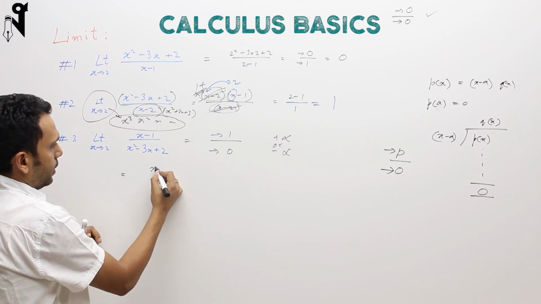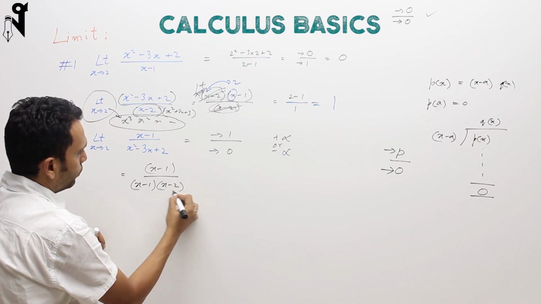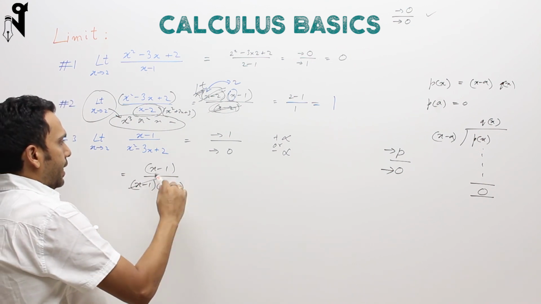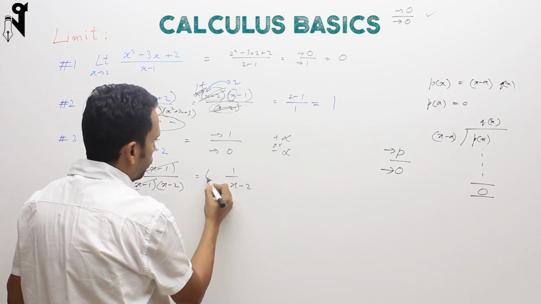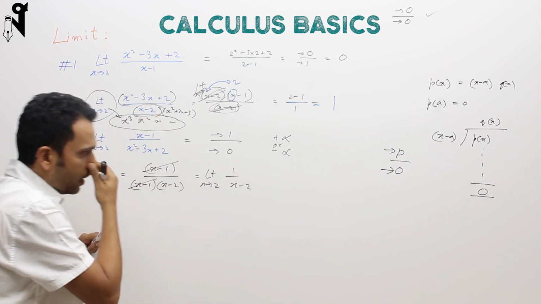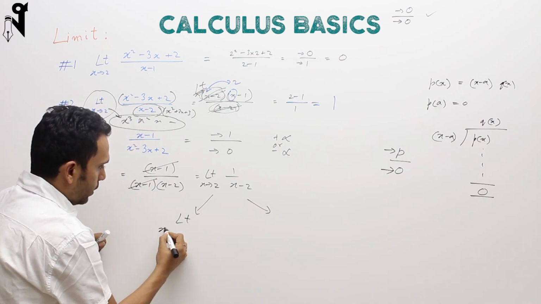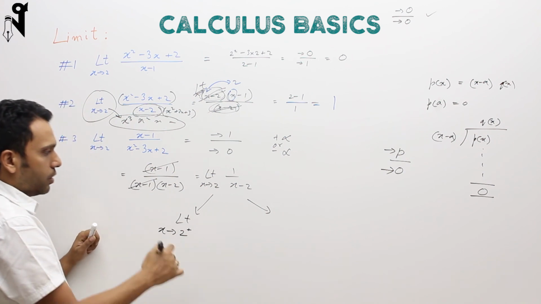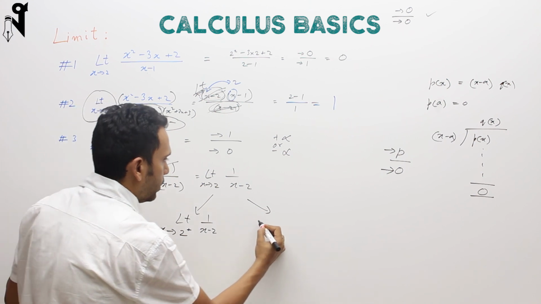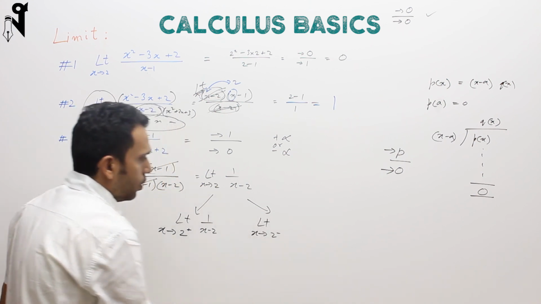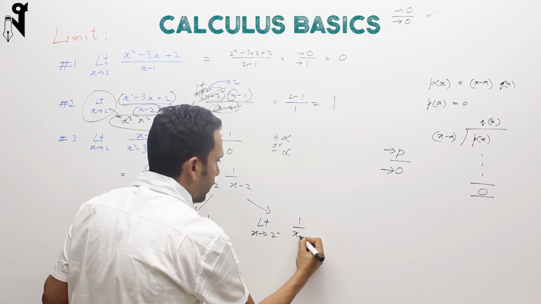So writing this expression as x minus 1 divided by x minus 1 into x minus 2. Okay, so x minus 1 cancels, so we have 1 by x minus 2, limit x tends to 2. So we'll break this into two parts. One is limit x tending to 2 from the positive side, means x is just greater than 2, and the expression is 1 by x minus 2, and the other one is limit x tending to 2 from the left hand side, which means x is just less than 2, 1 by x minus 2.